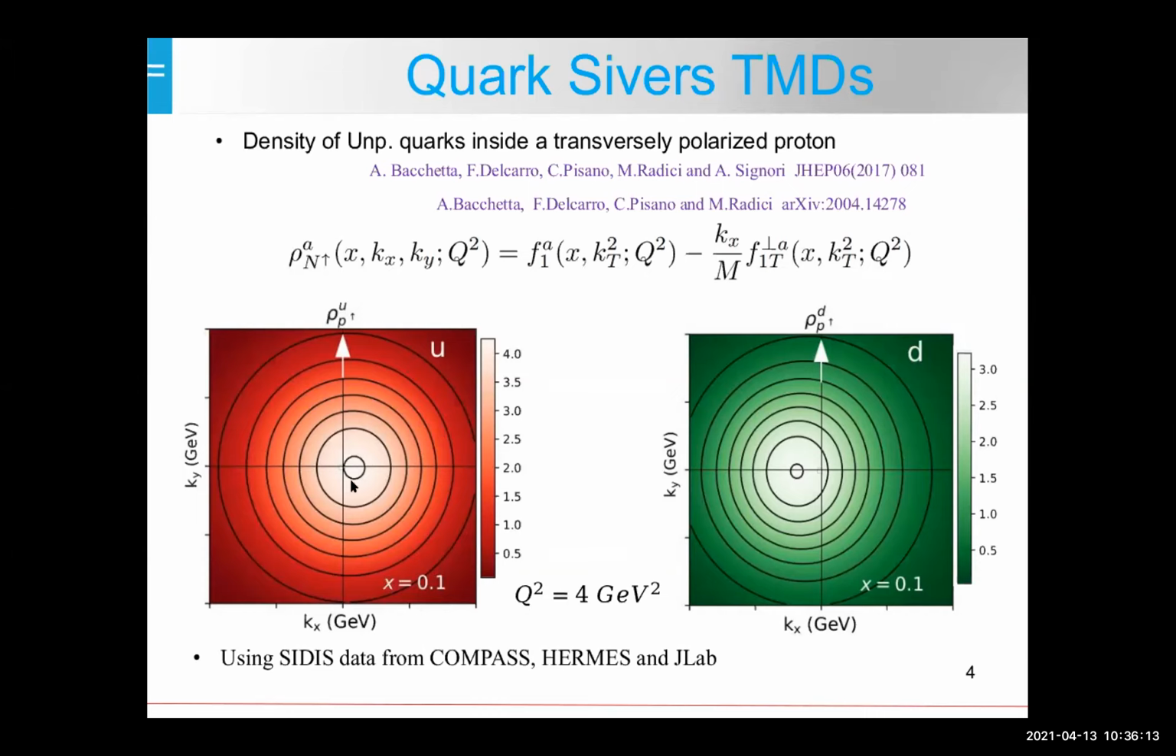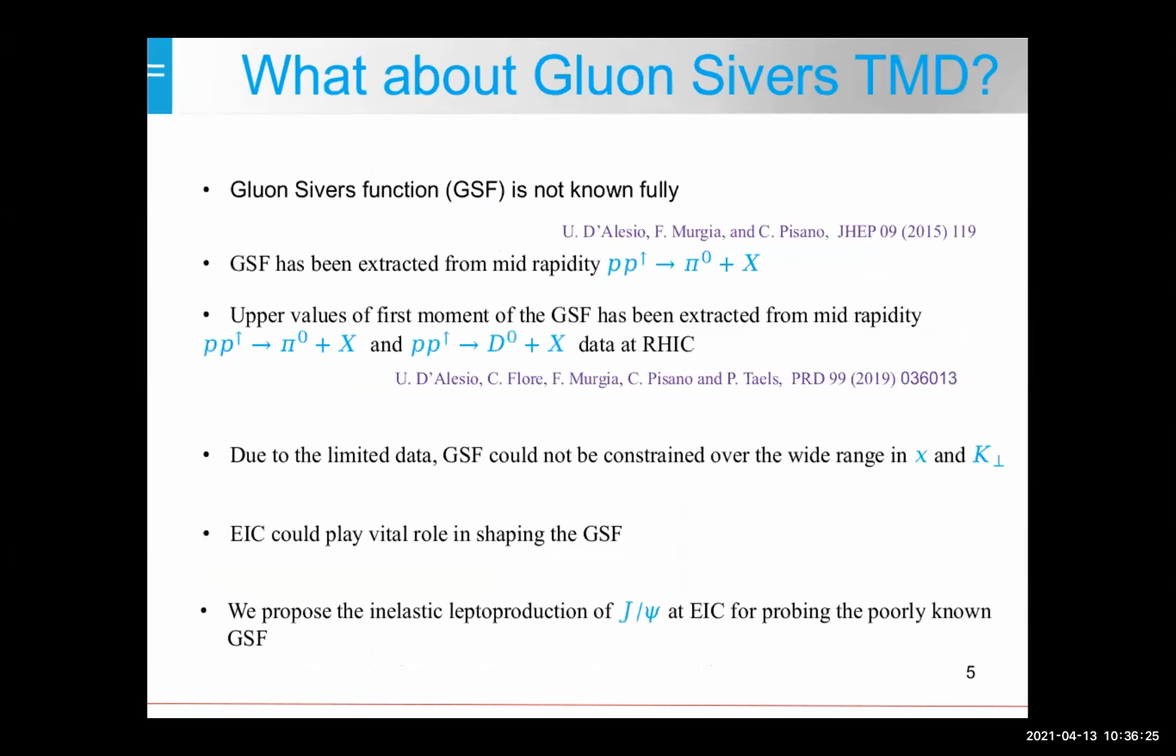So these analyses, either in zero prescription or GPM or in CSS formalism, have improved our understanding of the quark-Sivers function without any doubt. However, one can ask: what about the gluon-Sivers TMD?